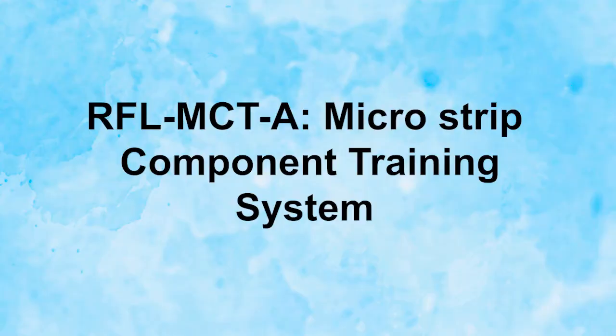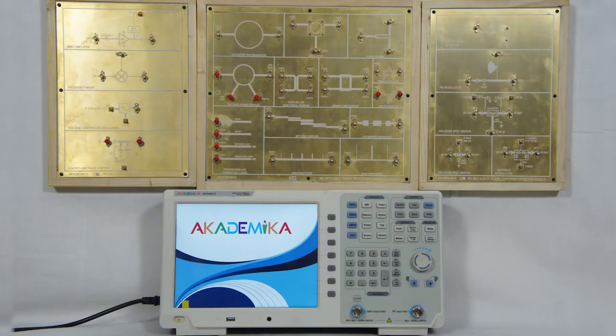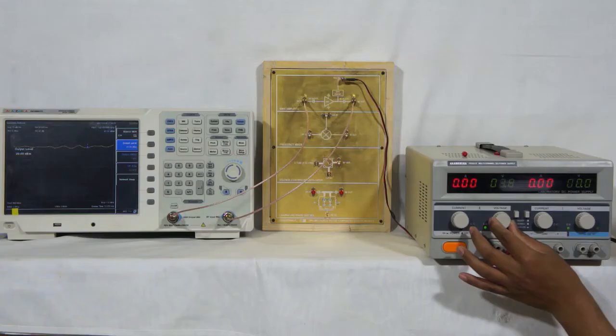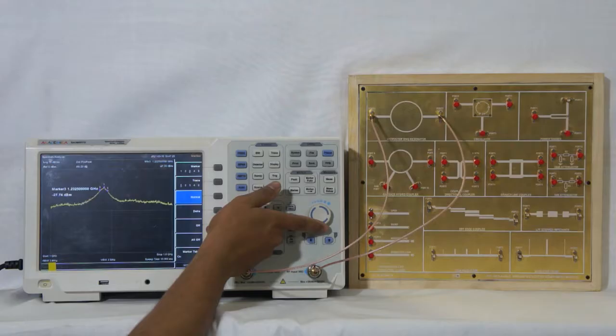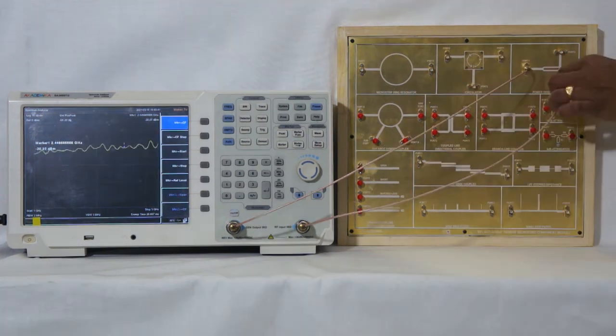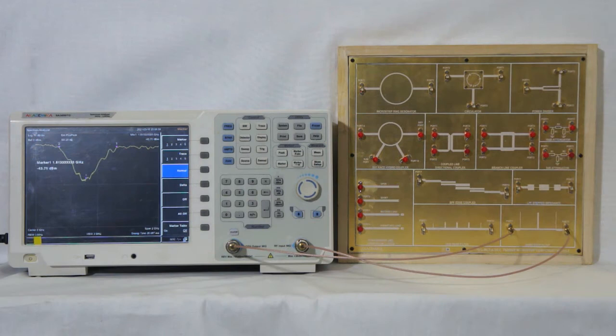RFL-MCT-A Microstrip Component Training System designed by Akademika covers the active and passive devices used in microwave integrated circuits. This system, along with the 3 GHz Spectrum Analyser or an RF Generator and Detector Module, enables the students to characterize active devices like VCO, amplifier, mixer, and pin diode switches. S-parameter measurements of passive devices like coupler, circulator, power divider, and filters can also be measured using this training system.